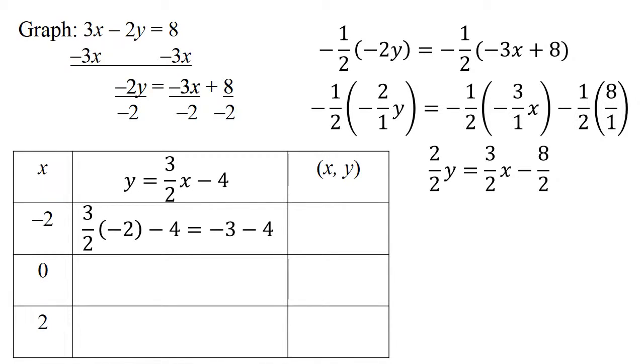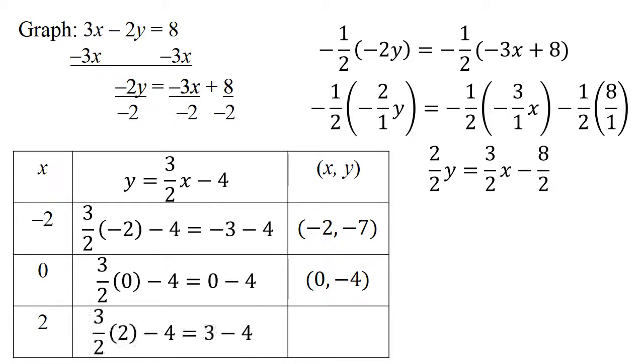Alright, so I'm going to substitute -2 in for my x value, and then I'm going to calculate, and that'll give me the y value, because y equals this answer. So 3/2 times -2 is -3, minus 4, so y is -7, so I have a point at -2, -7. When x was -2, y is -7. And then I'm going to do that for 0 and 2, so I'm going to substitute 0 in for x. 3/2 times 0 is 0, minus 4, that means y is -4. So when x is 0, y is -4.